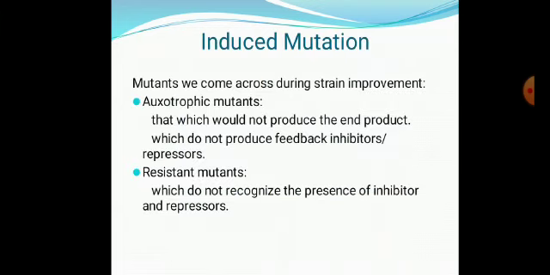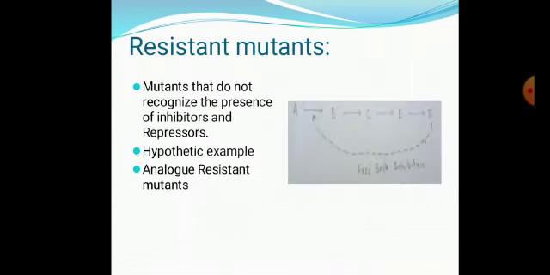Now coming to our resistant mutants, as I have already told you, the difference between auxotrophic and resistant mutants is that resistant mutants do not recognize the presence of inhibitor. It means here the end product will be produced, but the end product cannot bind to the enzyme. So such types of mutants are called resistant mutants. Let us see a few examples. So here you can see A is converted to B, C, D and E.